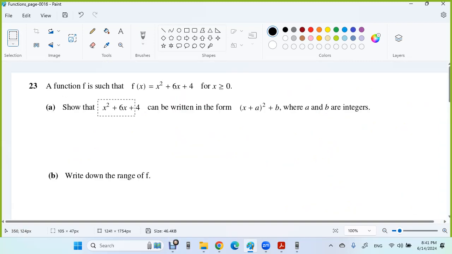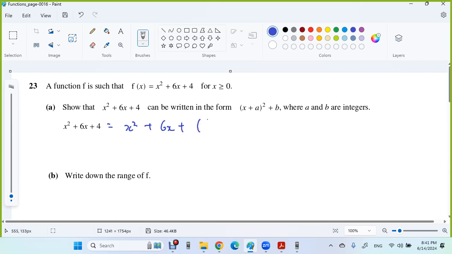23a, show that this can be written in the form. So we do completing the square. So this one is x squared plus 6x plus (6 over 2) squared minus (6 over 2) squared plus 4. So it will be (x plus 3) squared, and then this is actually minus 9 plus 4. Okay, that is minus 5 here. (x plus 3) squared minus 5.